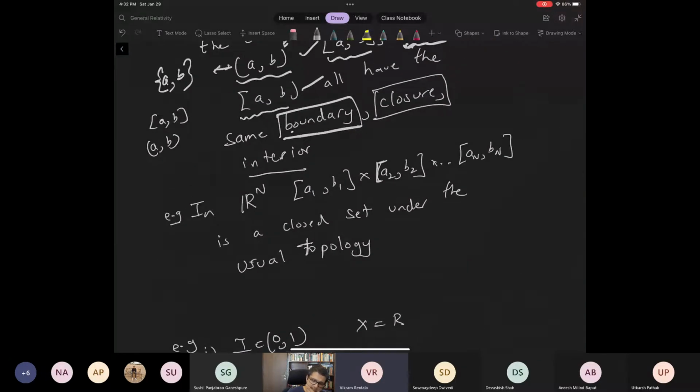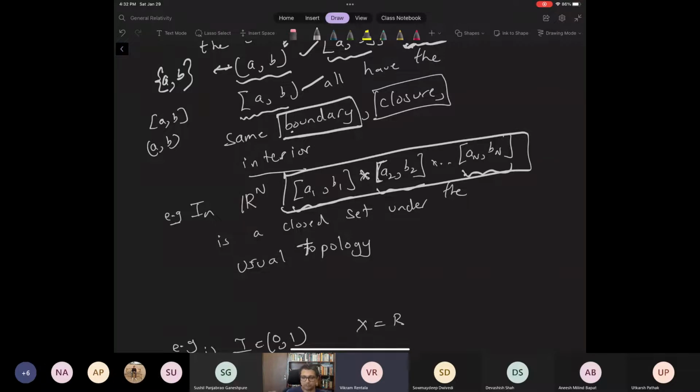Okay, and similarly in Rn, you can define this as an open interval in Rn, or a union. Sorry, it's a cross product of open intervals in Rn. But by this, what you mean is, if I have two sets, I take the element which is from one element in this closed interval, one element in this closed interval, one element in this closed interval, and that defines an element of Rn. Okay, and this is a closed set. You can argue, under the same principle, that this is a closed set under the usual topology.